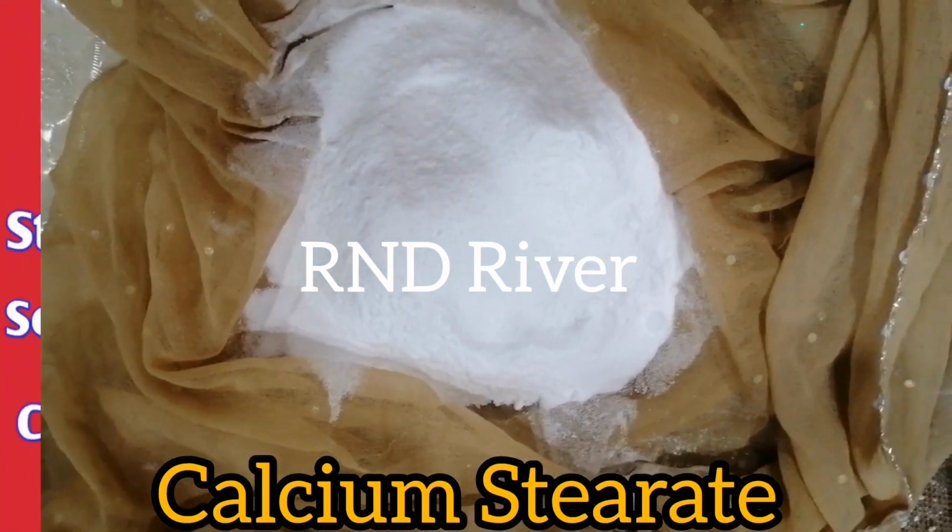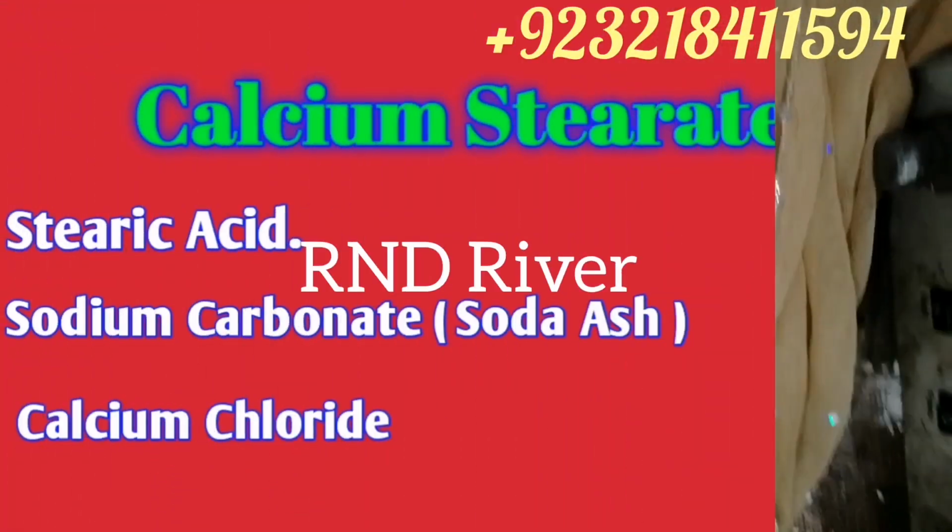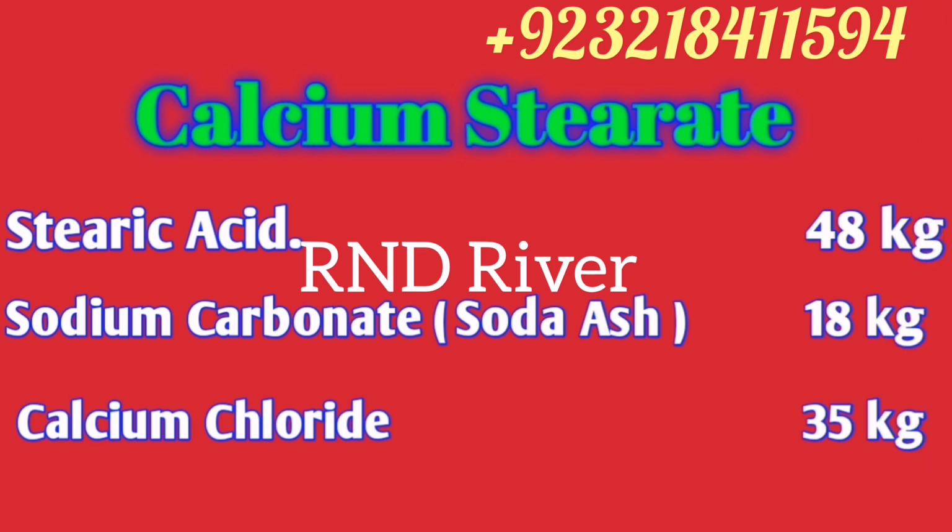Now let's come to the formulation. This is the formulation of calcium stearate. Stearic acid 48 kg, sodium carbonate 18 kg. It becomes sodium stearate. Then add calcium chloride 35 kg. Reaction, washing, filtration and drying the powder. It becomes calcium stearate.